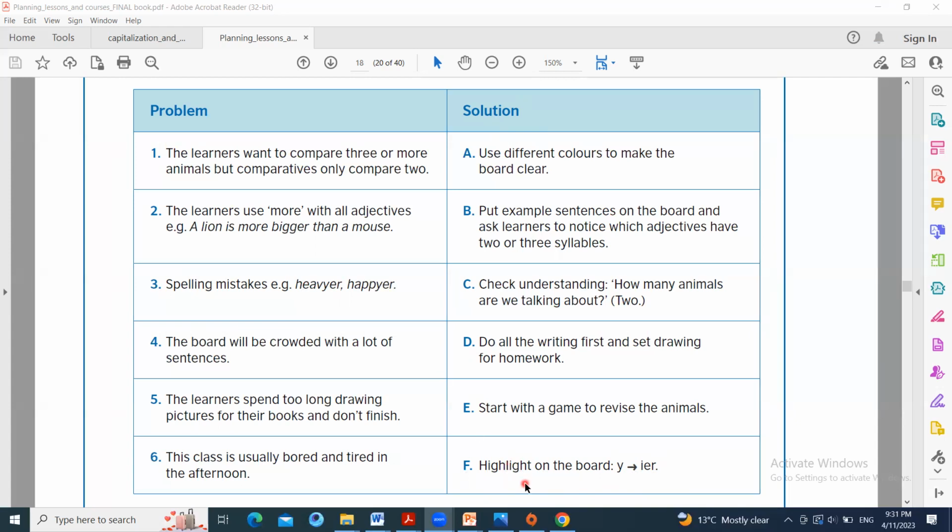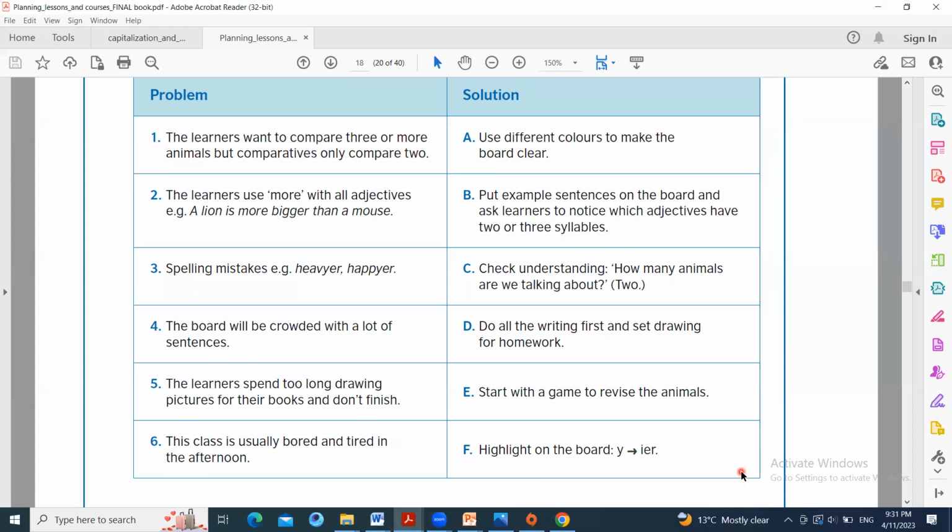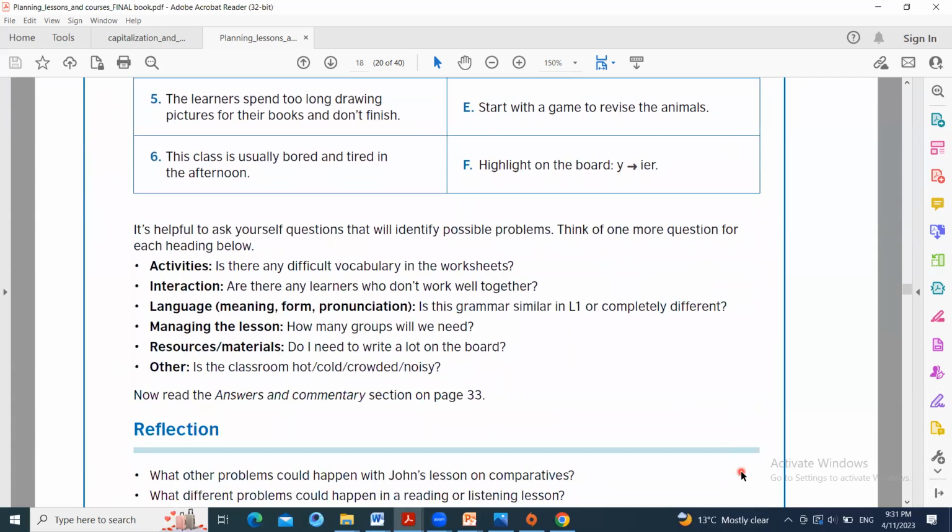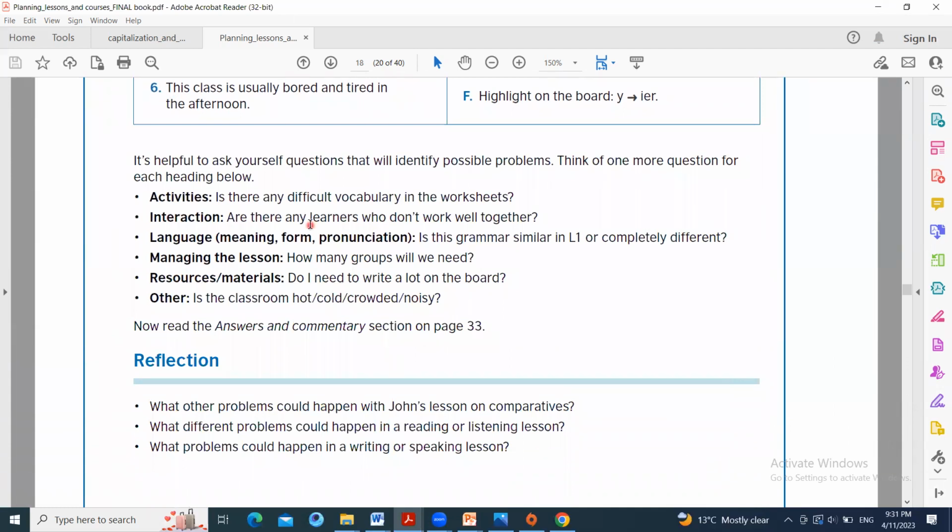I want you in the same way to find the best solution from this group for 4 and 5 and 6. Okay, it's helpful to ask yourself questions that will identify possible problems. Think of one or more questions for each heading below.